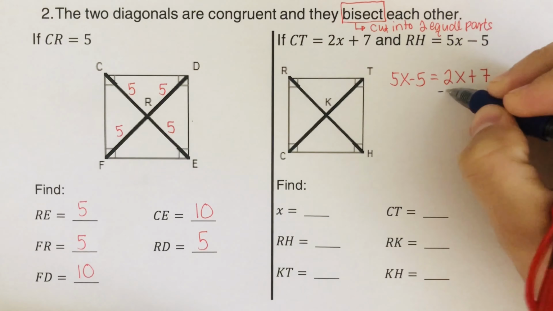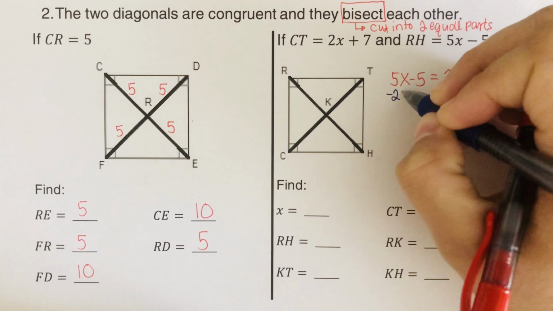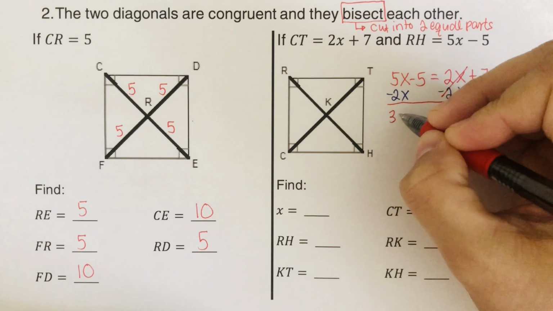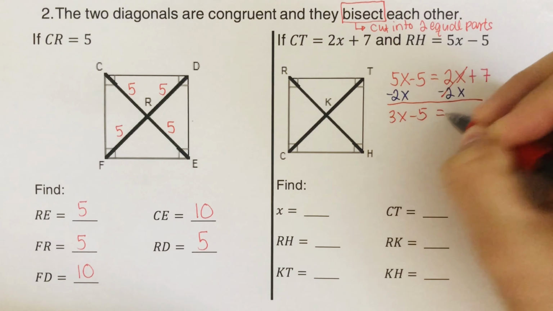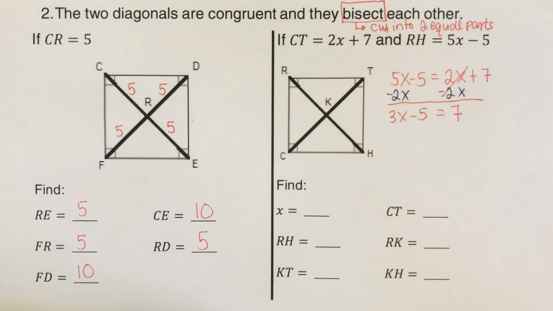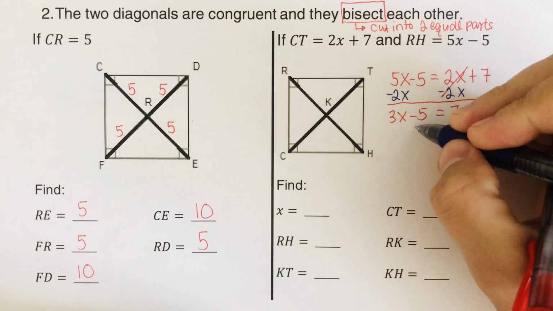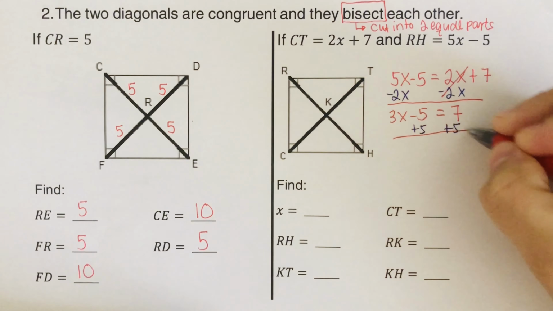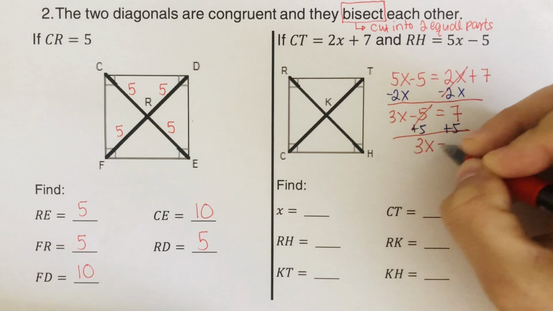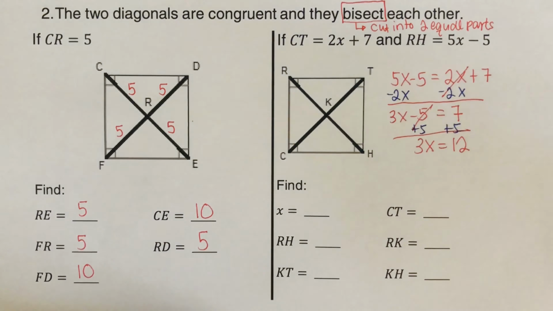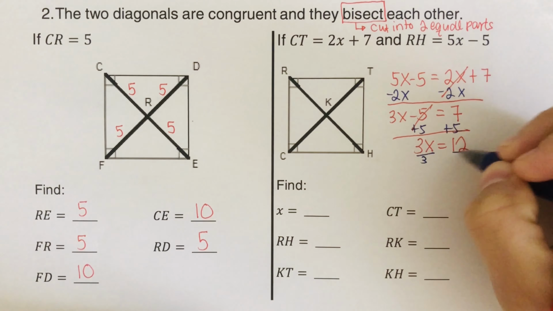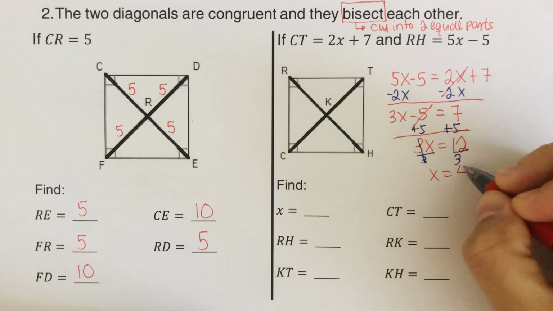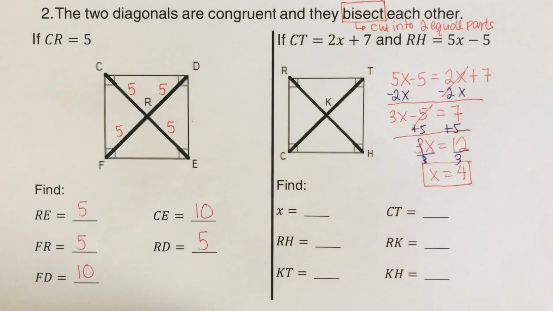So we subtract 2x from both sides, minus 2x here. So we are left with 3x minus 5 equals 7. So we add 5 to both sides. We add 5 here. So we are left with 3x equals 12. And then we divide both sides by 3. So then x is 4. So our x is 4.